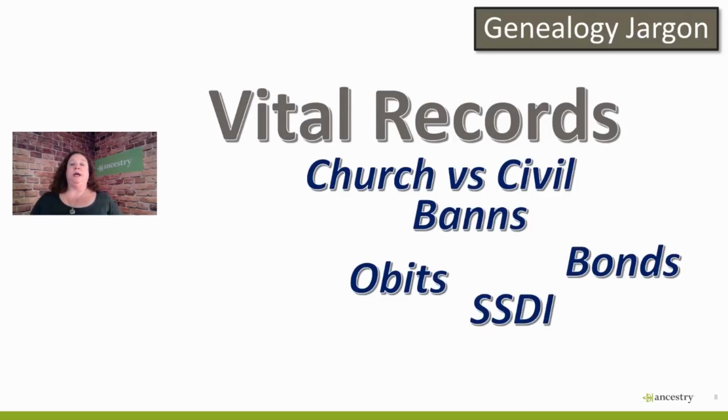Now, sometimes those records might be church records, in which case instead of a birth record, you'll have a christening record, and instead of a death record, you'll have a burial record. But those records typically will have that vital information on them: birth date and place, marriage date and place, death date and place. You'll also see some other words or phrases or acronyms that come up as you do vital records research. Things like banns, right?